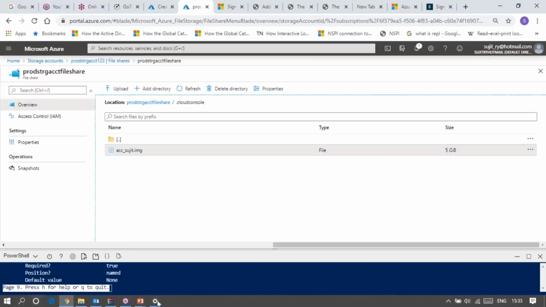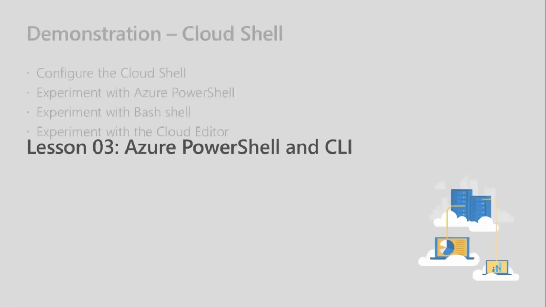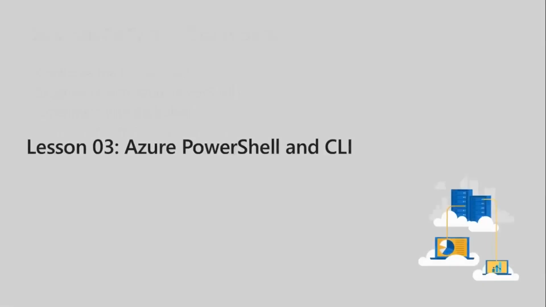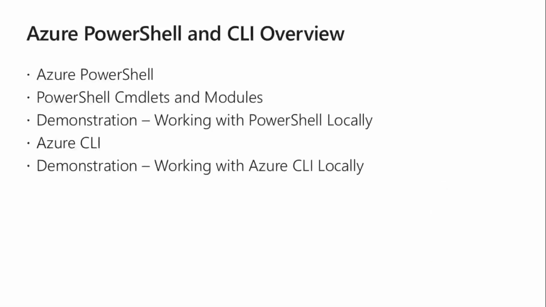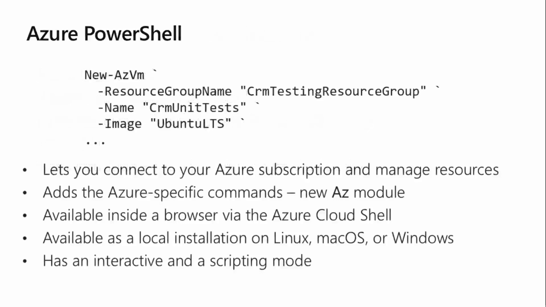Okay, now we can go to the slide. Azure PowerShell and CLI. This really happens on your local machine. So if you have a local PowerShell and local Azure CLI available, you can use it. Azure PowerShell, PowerShell commands and modules, Azure CLI. So it is creating an Azure VM, and it is providing the resource group name, the name of the image, and the name of your virtual machine. With this information, the VM will be created.